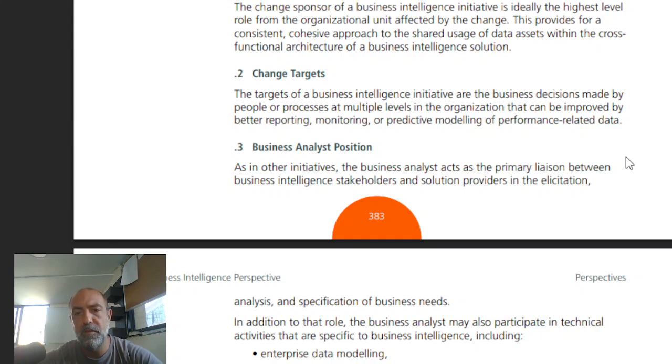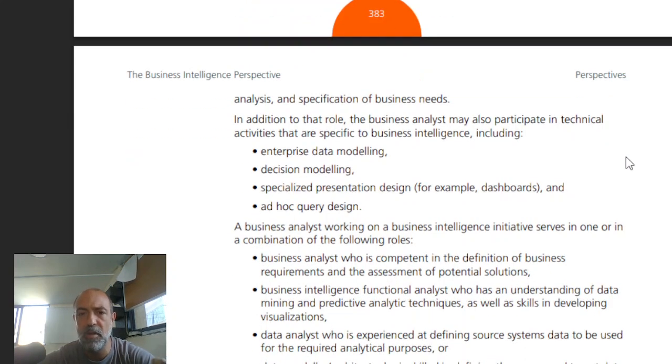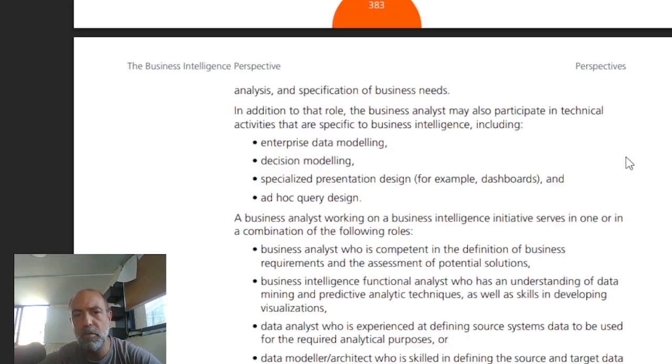As in other initiatives, the business analysts act as the primary liaison between business intelligence stakeholders and solution providers in the elicitation, analysis, and specification of business needs. In addition to that role, the business analyst may also participate in technical activities that are specific to business intelligence, including enterprise data modeling, decision modeling, specialized presentation design, for example dashboards, and ad hoc query design.